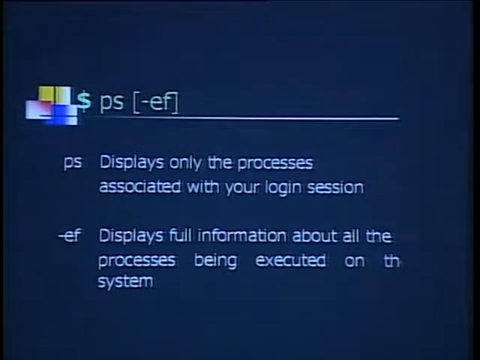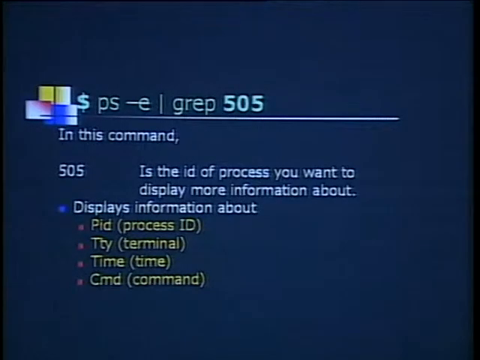You can use PS command to display information about a particular process. For example, in this slide we have used process ID number 505. In this command, the command starts with PS followed by dash E, that is to execute the command, followed by a pipe sign, followed by grep, and then the process ID. This will display the information of process ID number 505.